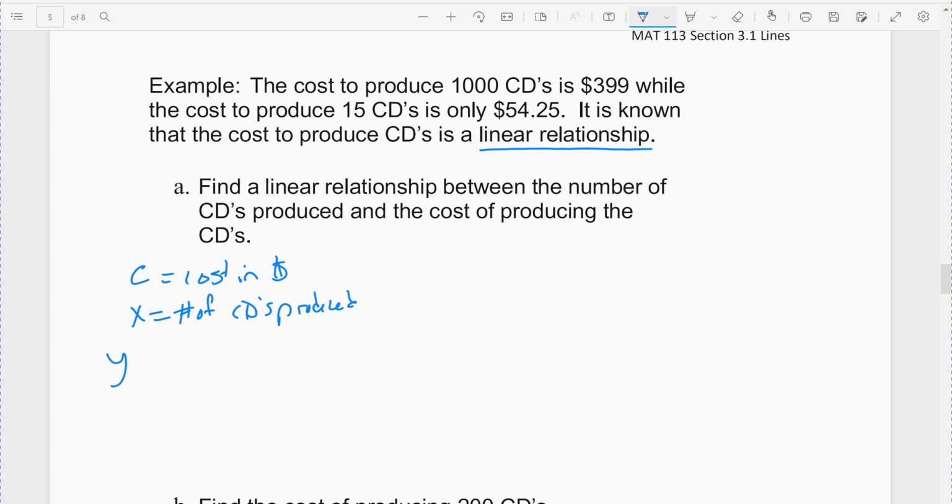So I'm going to find, you could let C be Y too if you want it to be. My linear equation: cost equals slope times X plus my Y-intercept. Alright, so this is what we have to find.